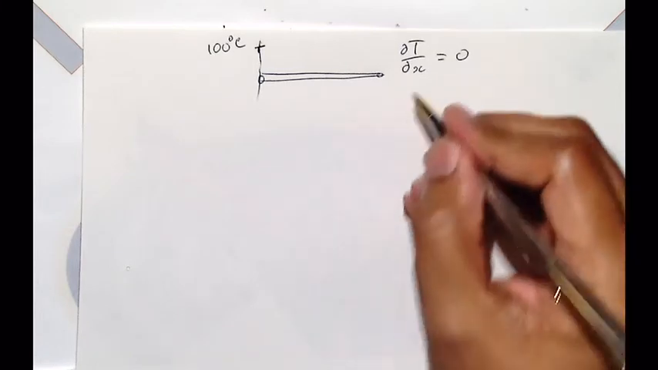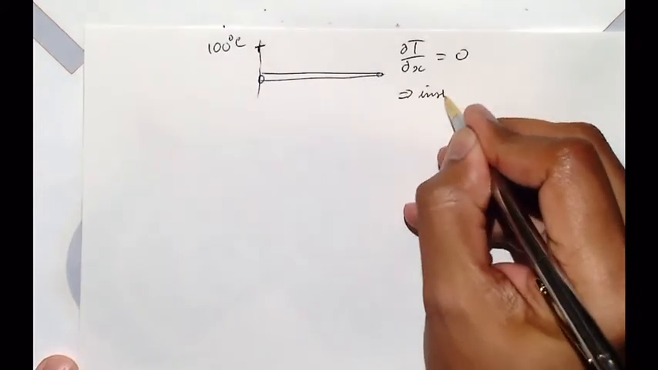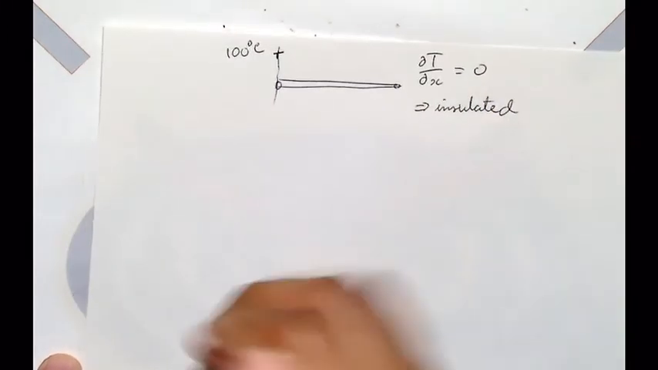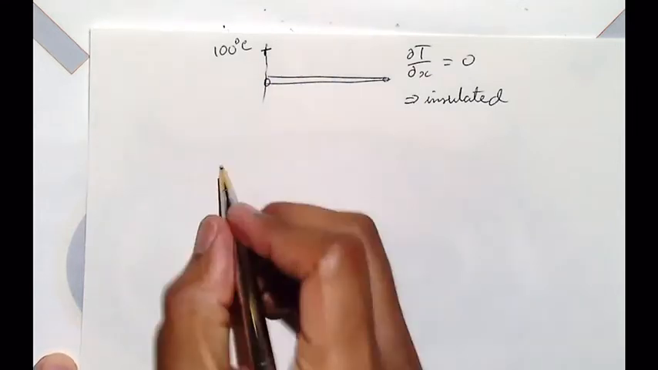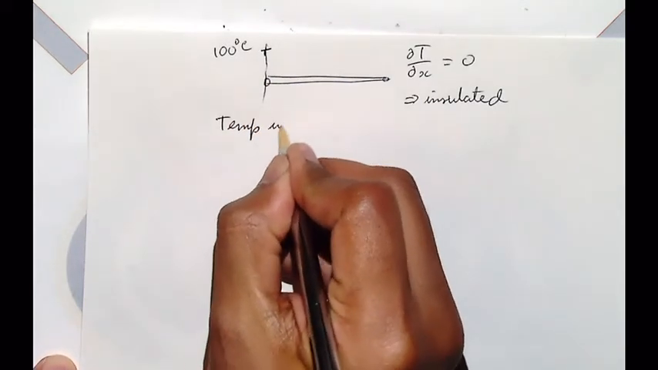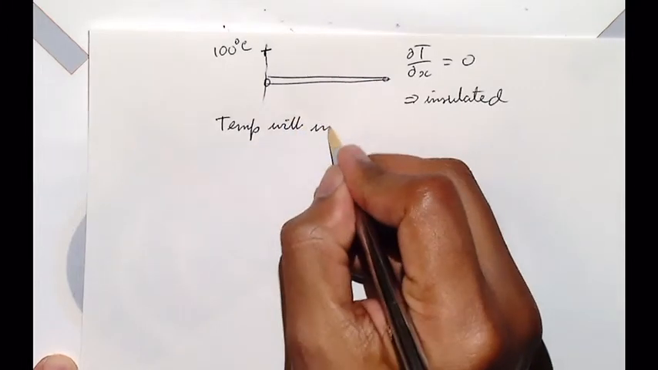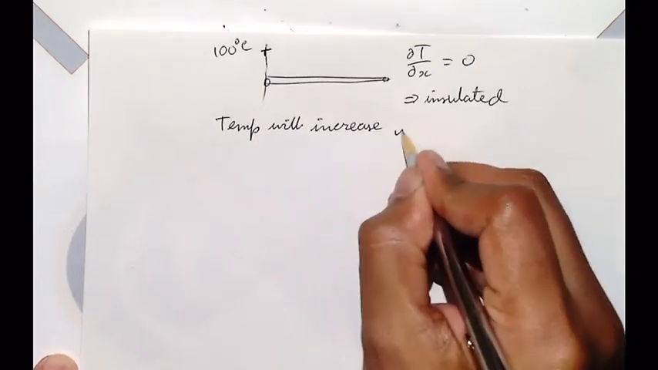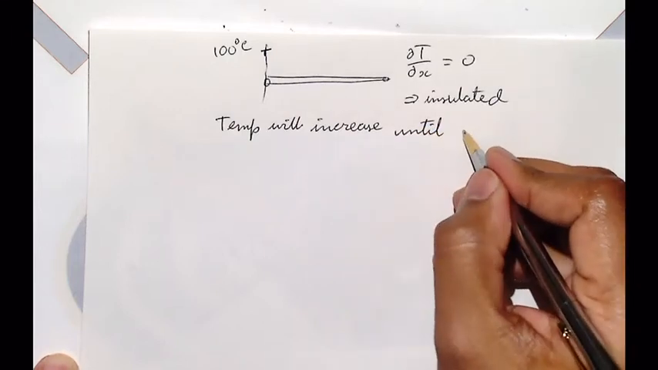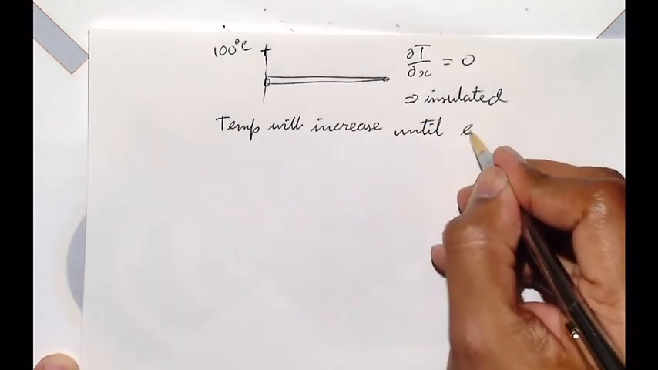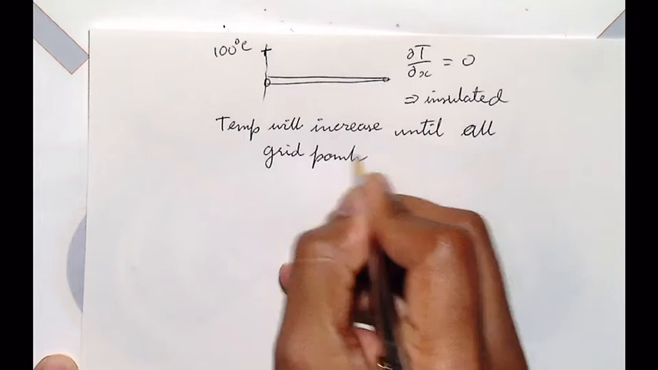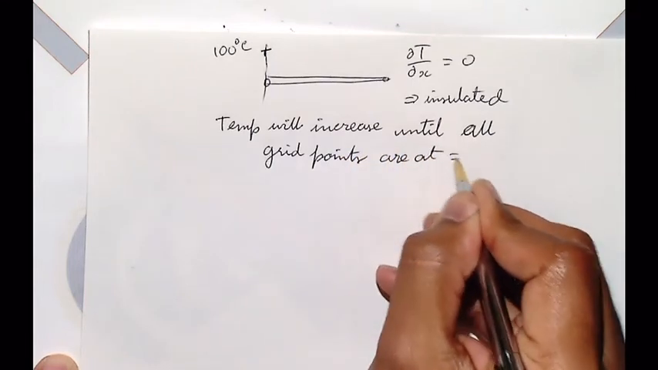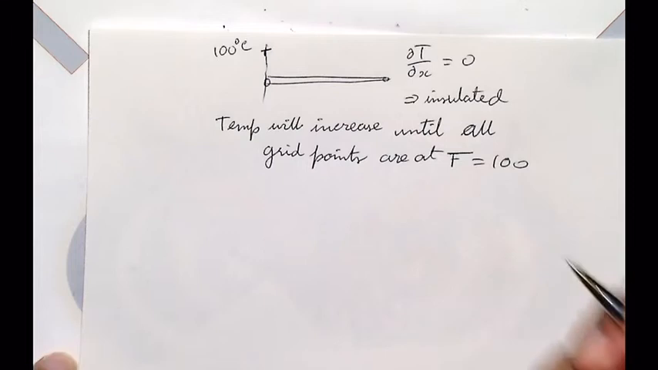The temperature will increase going through the rod, and then it will be constant at 100 degrees until all grid points are at T equal 100. Make sense?